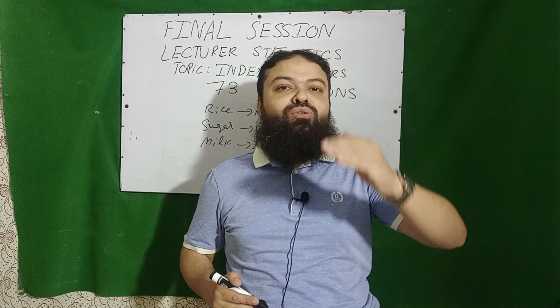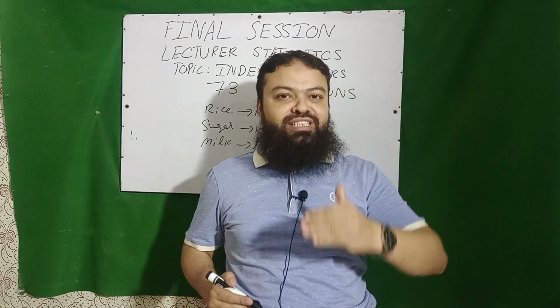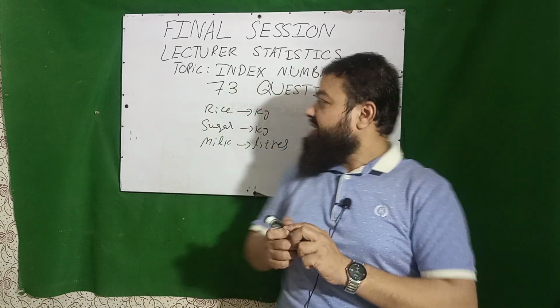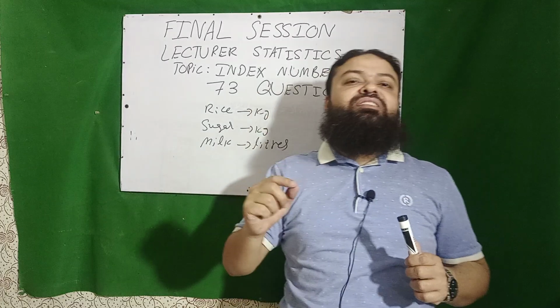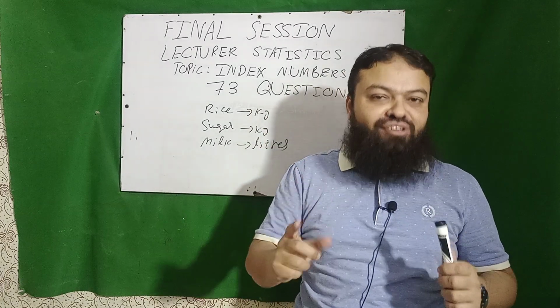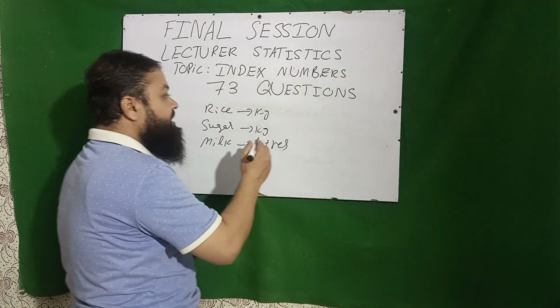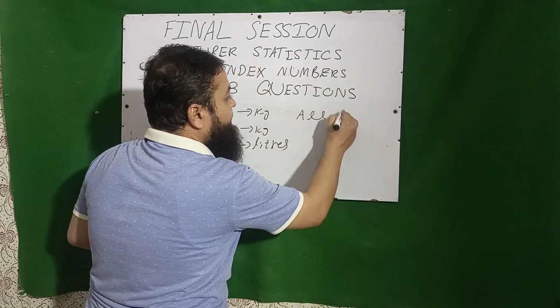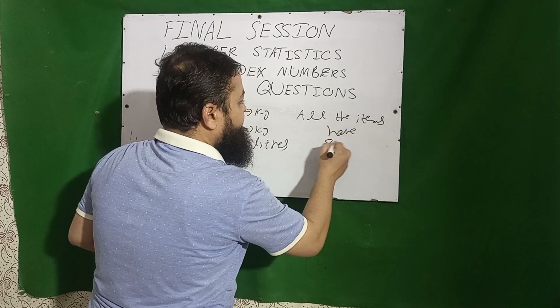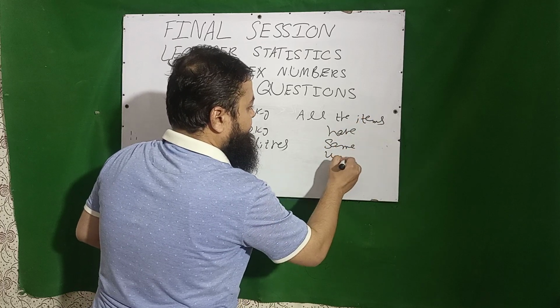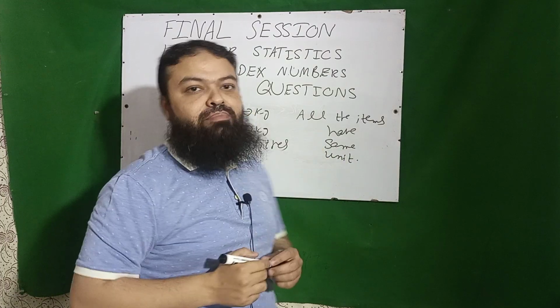Whenever all the household items, all the commodities, are not of equal unit, when there is a difference in the units, then the simple aggregative method is not suitable. It is suitable when all the items have the same unit. All are very important questions.